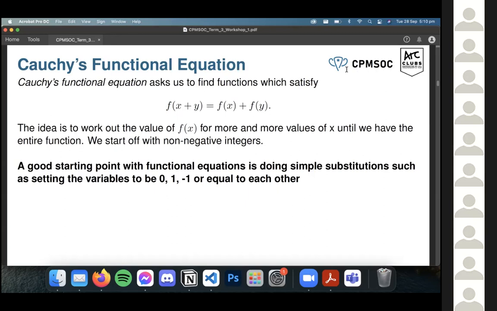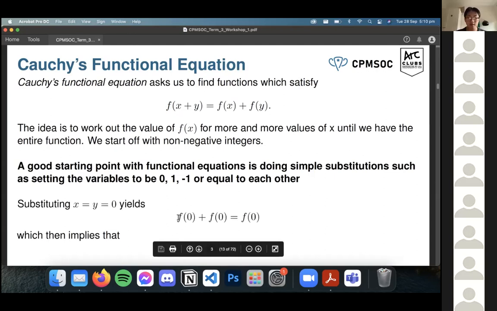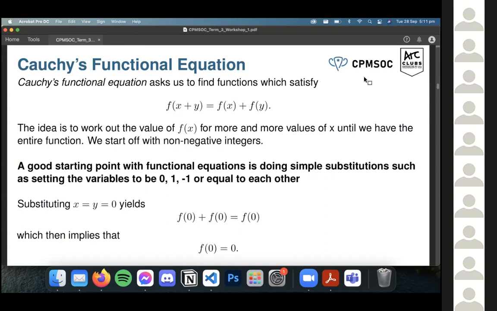Okay, yeah, 0 is always good, right? So if we sub in f of 0, we get f of 0 plus f of 0 equals f of 0. So we're essentially saying two of one thing is the same as only one of the one thing, which is kind of weird. But this only happens when f of 0 is equal to 0, which gives us a key piece of information.